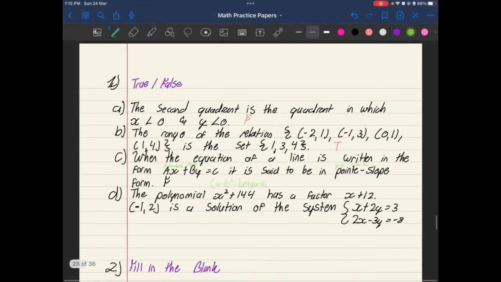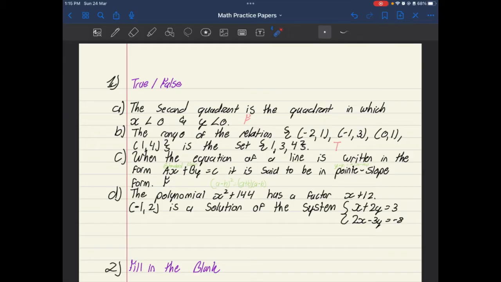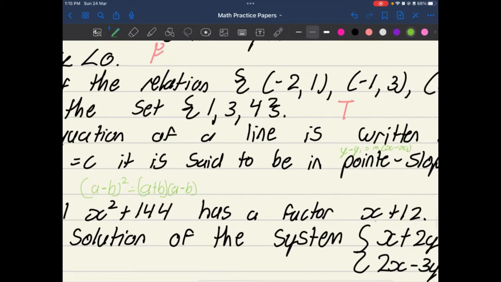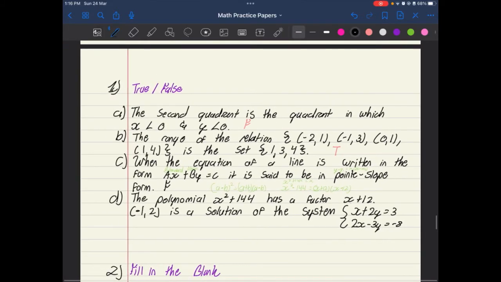So this is false. If this was x squared minus 144, then it would have been true, because a factor of x squared minus 144 would be (x plus 12)(x minus 12). But x squared plus 144, you can't factor that. So this is false.